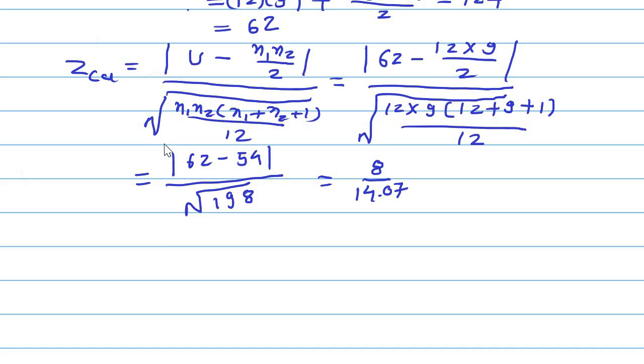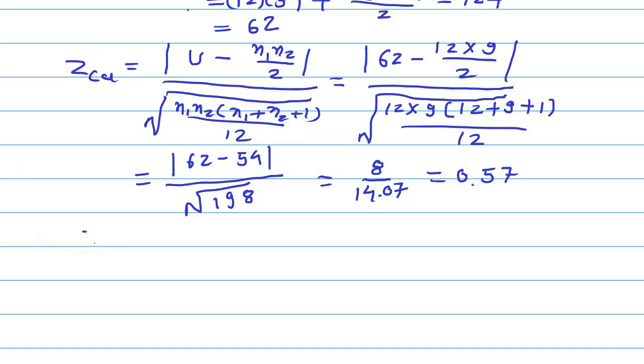So here what we are getting using calculator is 8 upon 14.07, and 8 upon 14.07 will give you 0.57 approximately. So our Z calculated value is 0.57. So this is my calculated value of Z.